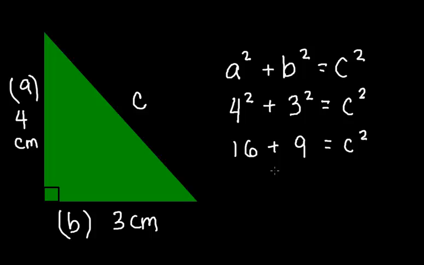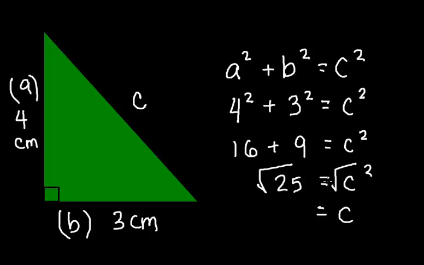Now let's add up the terms on the left side. 16 plus 9 is 25, equals C squared. Now we're not looking to find the value of C squared, we want the value of C. So we need to get rid of this little squared symbol here. And to do that, we take the square root of both sides. So when we take the square root of C squared, we get C.